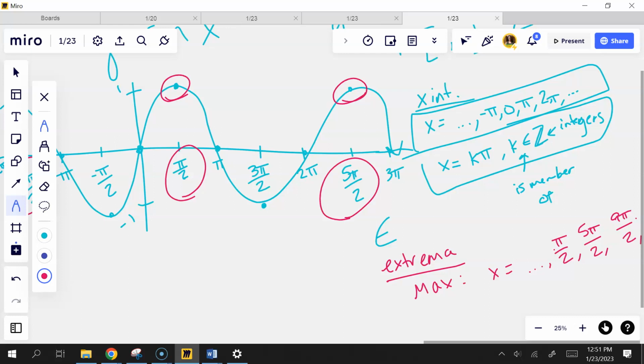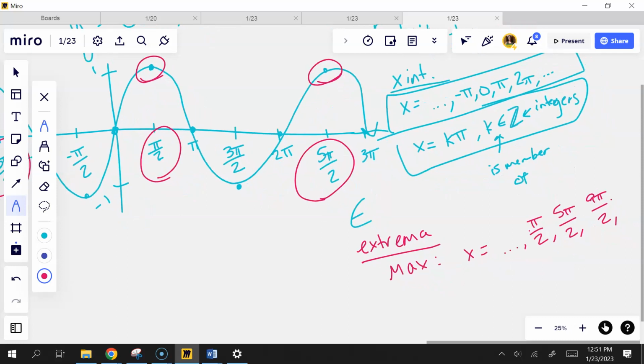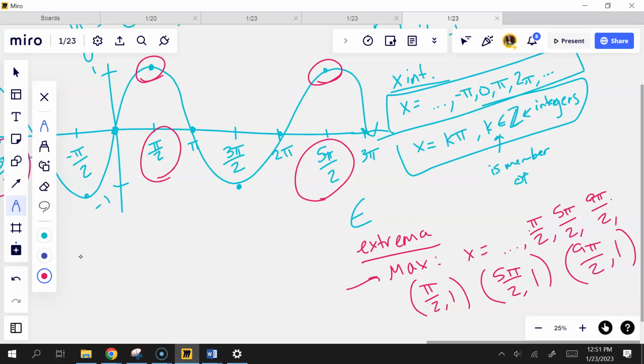This is the first bit of brand new stuff y'all have had. I'm just telling where they occur right now. If I wanted the maximum points themselves, you're absolutely right, I would have to say there's a maximum at pi over 2, 1, and at 5 pi over 2, 1. These are where the maximums occur. For right now, you can just leave telling me where the x's are here.